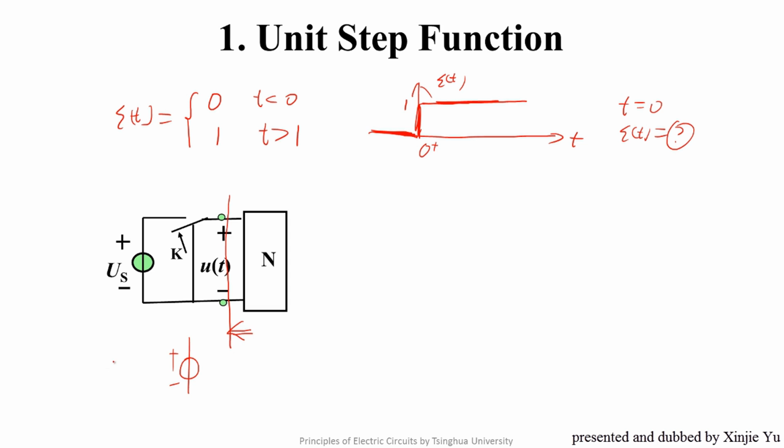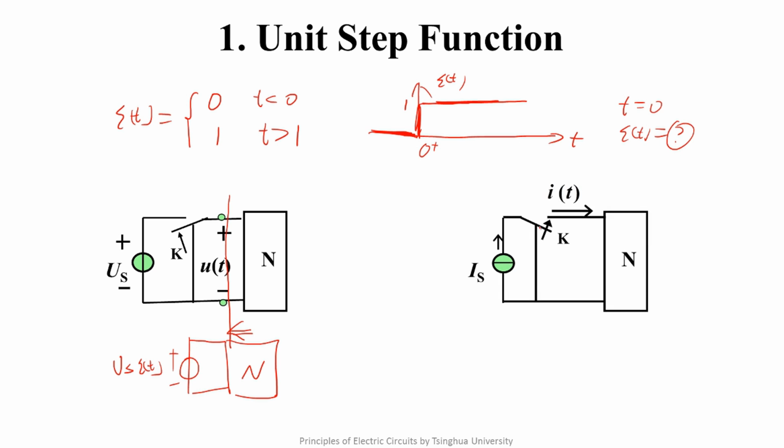Well, it's US times epsilon t. You see, when t is less than 0, the voltage is 0, which means this is a short circuit. When t is greater than 0, the voltage is US, which means US supplies the electric energy to the load. So this circuit is equivalent to the circuit above, which confirms that epsilon t can be used to simplify the expression of the switching circuit.